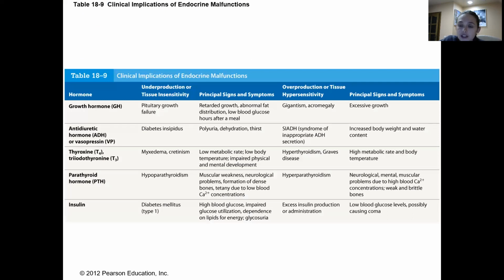So, let us repeat once more. Clinical implications of endocrine malfunction, starting with growth hormone. Overproduction of growth hormone will be related to gigantism or acromegaly.